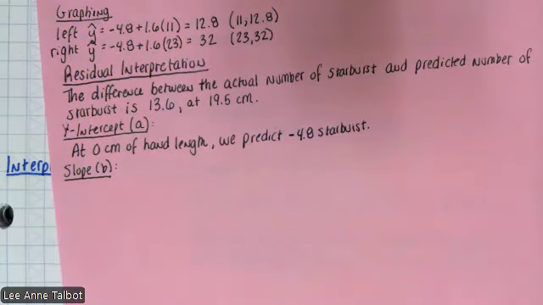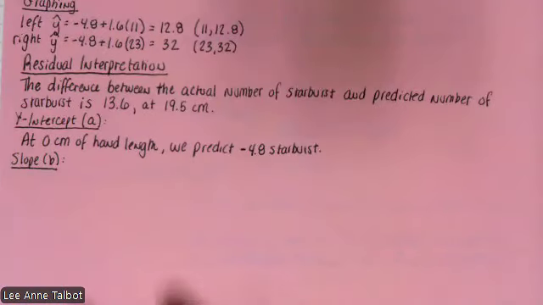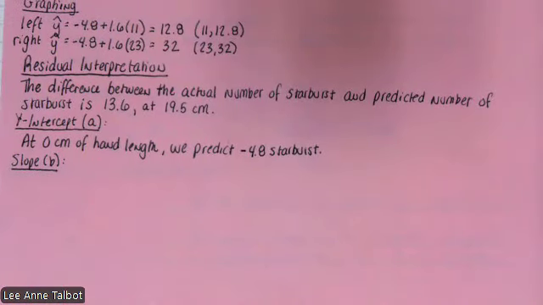Now that doesn't make sense. Like logically, it doesn't make sense. A lot of the y-intercept things don't make sense. That's why we don't start our graphs at 0. That doesn't mean the sentence is wrong. It just means that in context, it doesn't make sense. Like in real life, it doesn't make sense to have -4.8 starburst when you have no hand, but whatever.